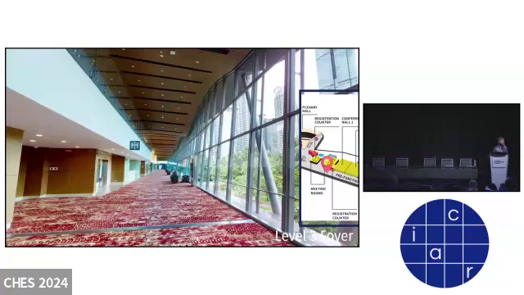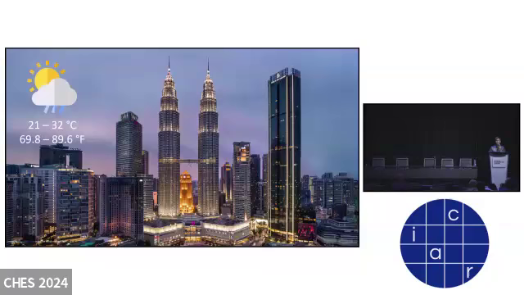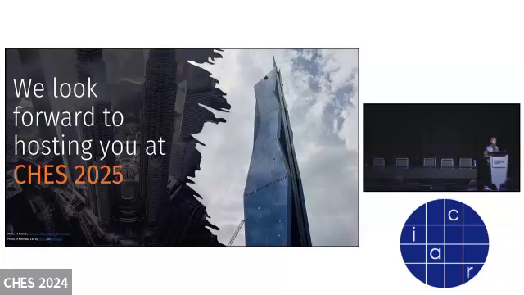Another reason you should come to KL is the food. This is just a sample. If you want to sample more, please come to KL. What about weather? Malaysia is located near the equator, so temperatures are around 21 to 32 degrees Celsius. That symbol summarizes the weather in Malaysia: it can be sunny, cloudy, and raining on the same day. We look forward to welcoming everyone at CHES, and thank you very much.